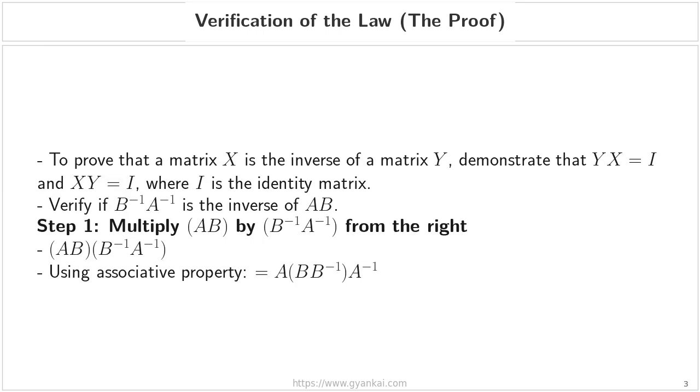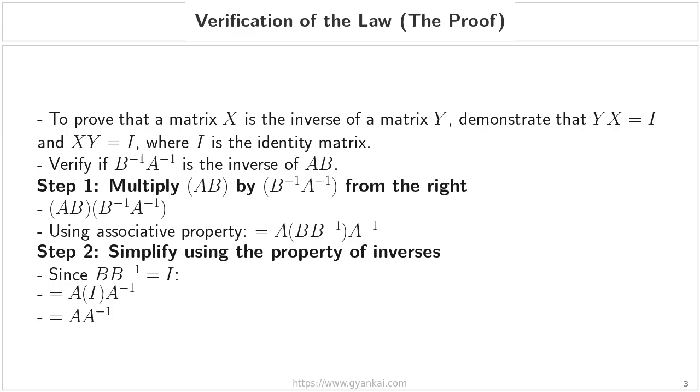In step 1, we will begin by multiplying the original product, A times B, by our proposed inverse, B inverse times A inverse, from the right side. So we write out A times B, all enclosed in parentheses, multiplied by B inverse times A inverse, also in parentheses. Now, using the associative property of matrix multiplication, which allows us to regroup terms, we can shift our focus to the middle. This gives us A, multiplied by the quantity B times B inverse, all multiplied by A inverse.